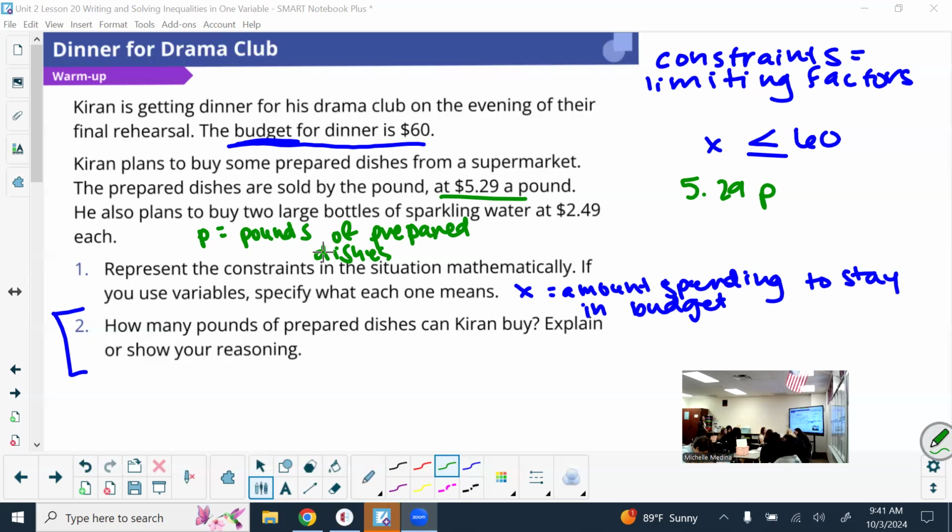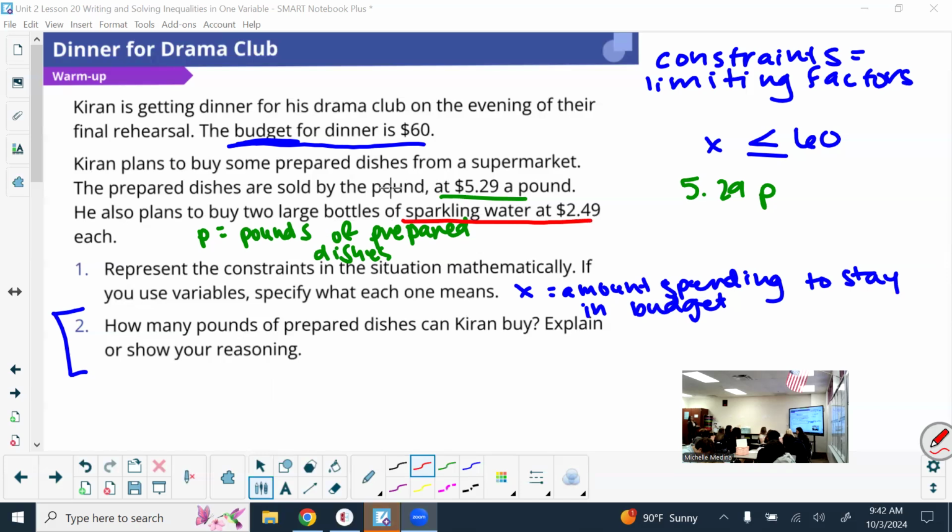So we cover the budget, we cover the price for the prepared dishes. Is that all he's buying for this dinner? What else is he buying? The sparkling water. And the reason why that's a constraint is because it does play into the budget, right? Like he needs to factor that in. Now, do we know how many bottles he's buying?